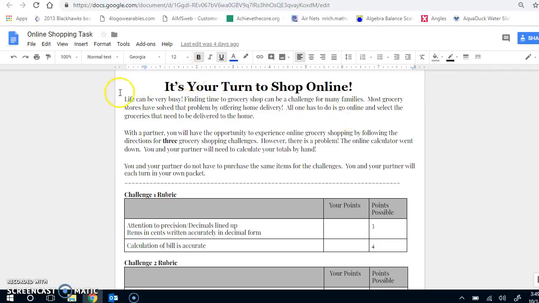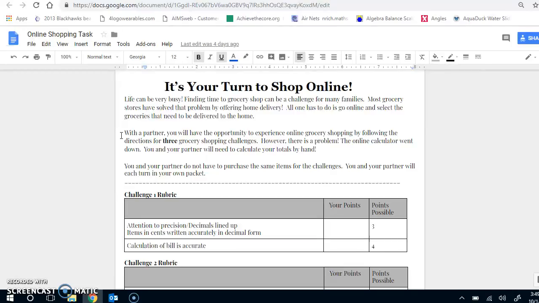Life can be very busy. Finding time to grocery shop can be a challenge for many families. Most grocery stores have solved that problem by offering home delivery. All one has to do is go online and select the groceries that need to be delivered to the home. With a partner, you will have the opportunity to experience online grocery shopping by following the directions for 3 grocery shopping challenges.